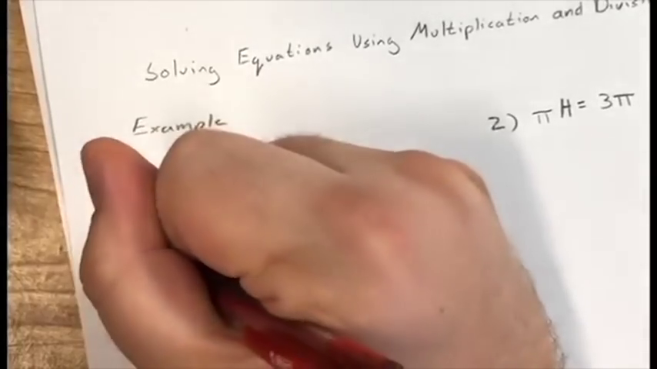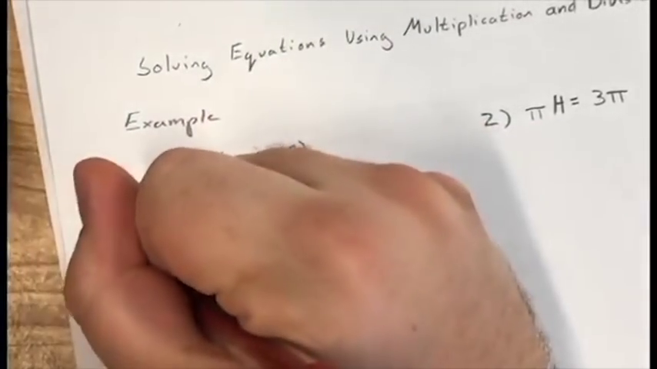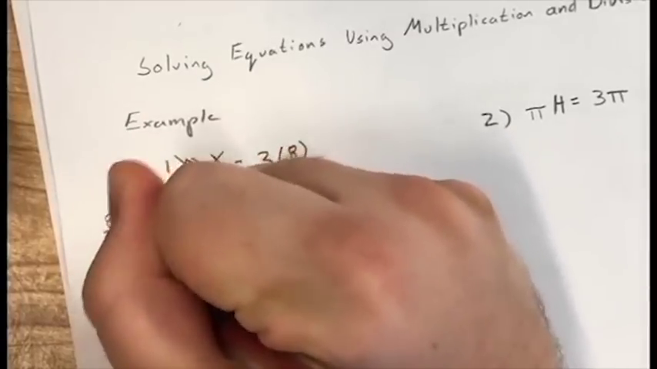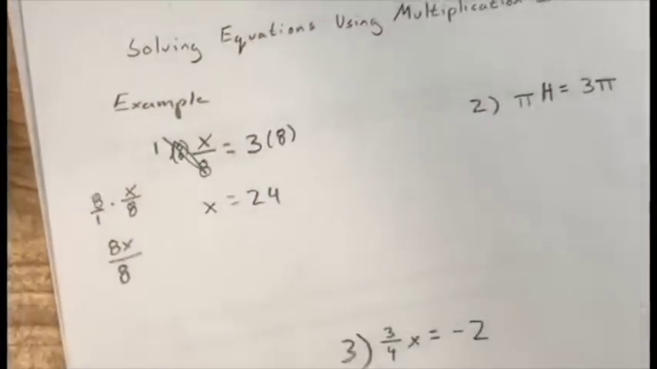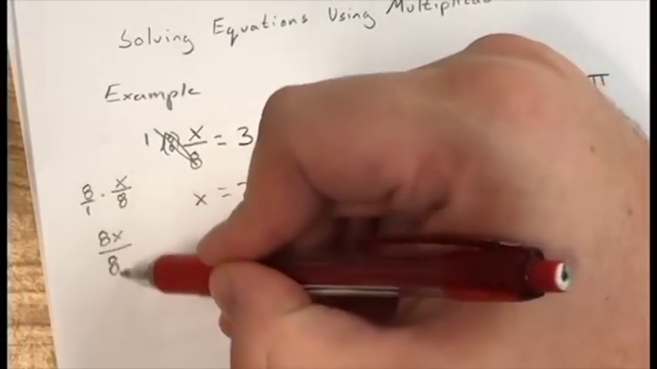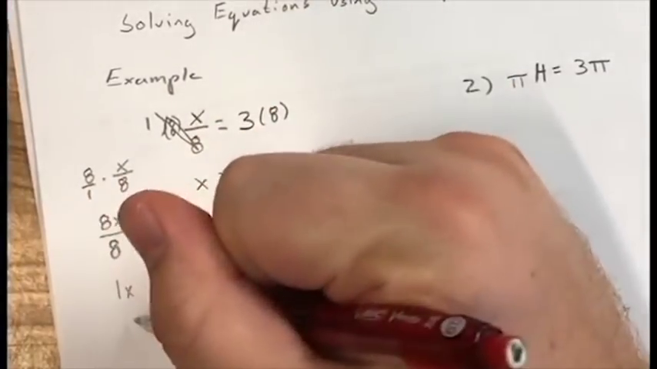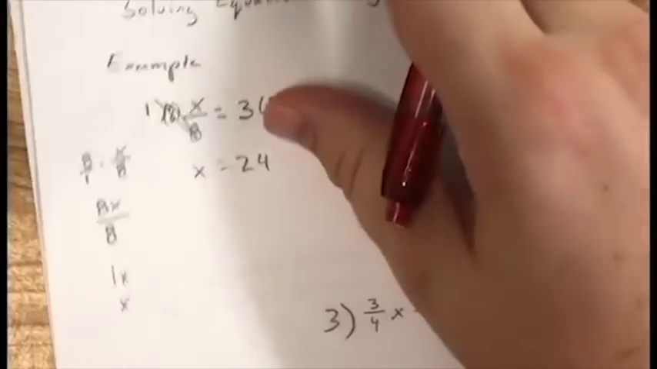I write it as 8 over 1, okay? And if I were to work this all out, it gives me 8x divided by 8, all right? Well, what do you think's happening to these two guys? Well, 8 divided by 8 equals 1x. Well, do I need that 1 there? No, so I can simply write x.